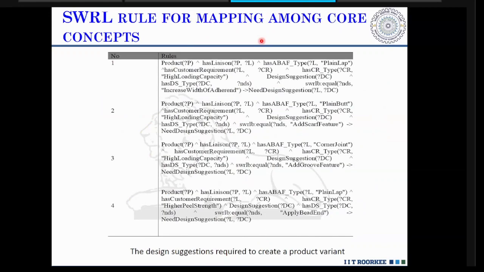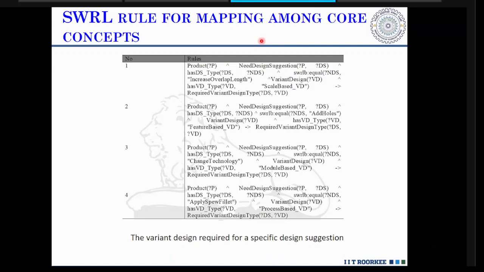Then the knowledge whatever we have gathered, we have developed in SWRL rules. This Semantic Web Rule Language we have used to write all those rules. Similarly, this mapping among core concepts.